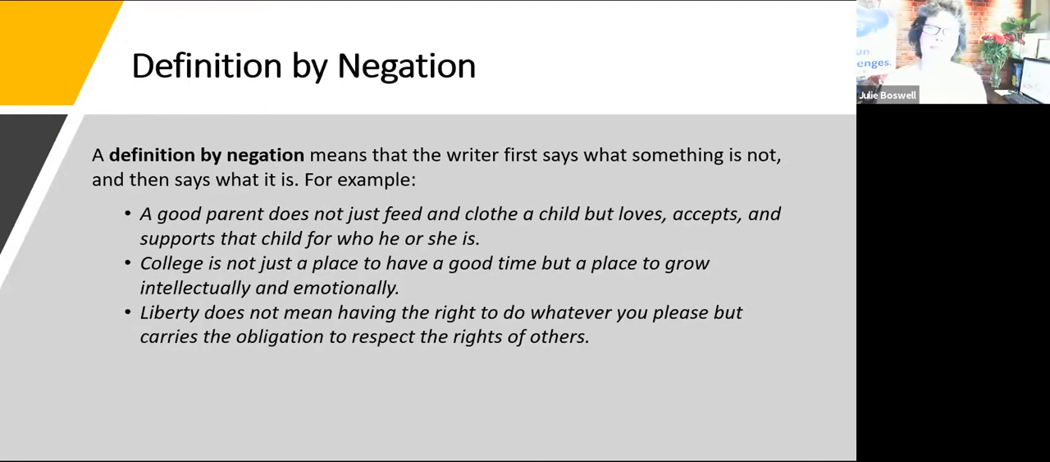Definition by negation, by negating, by saying what it is not. It means that the writer first says what something is not, and then says what it is. For example, a good parent does not just feed and clothe the child, but also loves, accepts, and supports that child for who he or she is. College is not just a place to have a good time, but a place to grow intellectually and emotionally. Oh, here's one. Liberty does not mean having the right to do what you please, but carries the obligation to respect the rights of others. So what it doesn't mean, what it does mean.